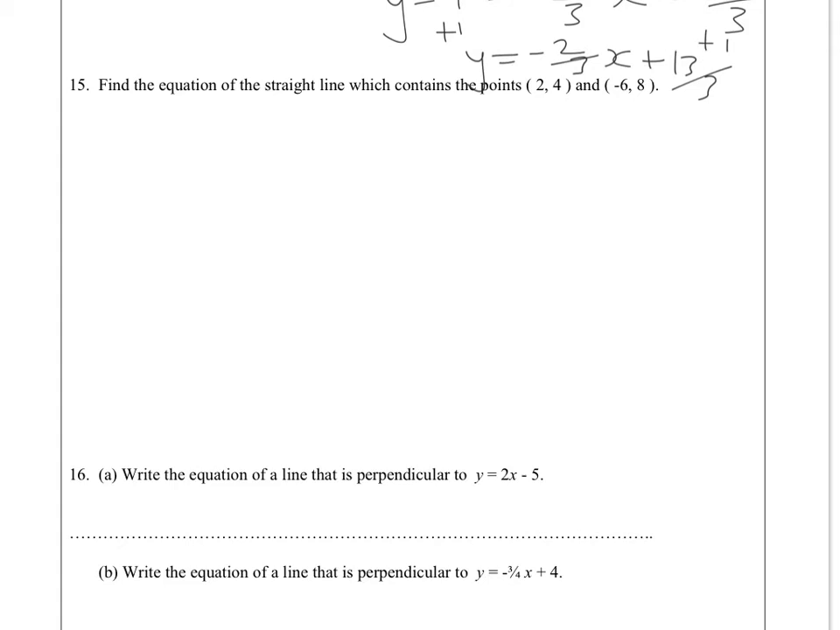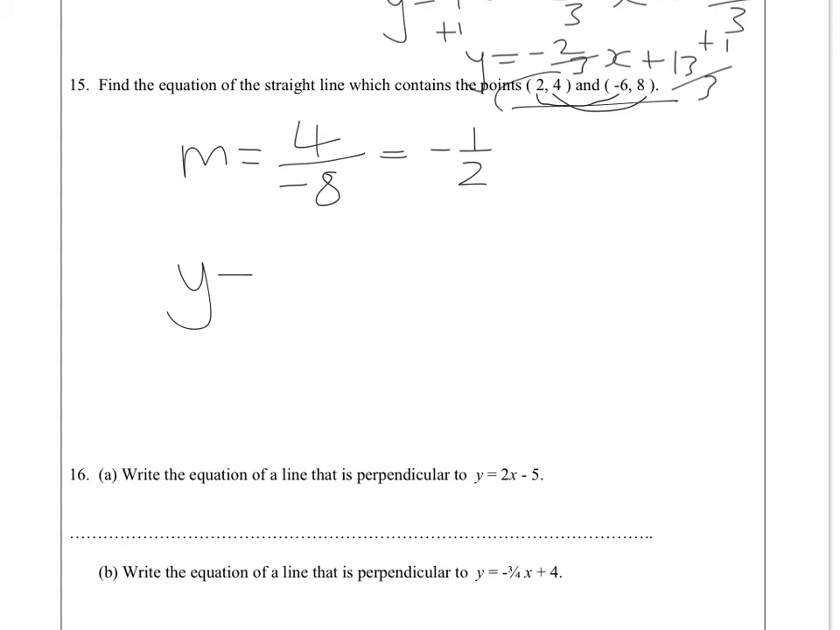Find the equation of the straight line which contains the points. So that's just basically saying that the line goes through both of those points. So we need to know the gradient. So rise over run, or y2 minus y1. Doesn't really matter. How does it get from 4 to 8? It rises 4. How does it get from 2 to negative 6? It goes down 8, which is the same as negative a half. So y minus y1. Now it doesn't matter which point you use, it'll get the same answer. So we're going to use the first point.